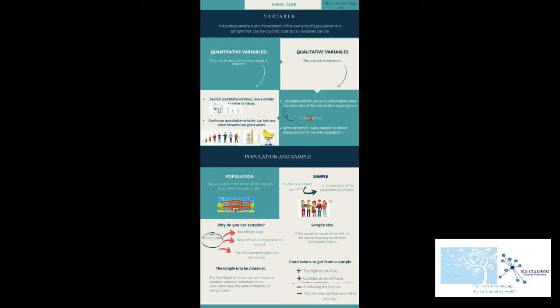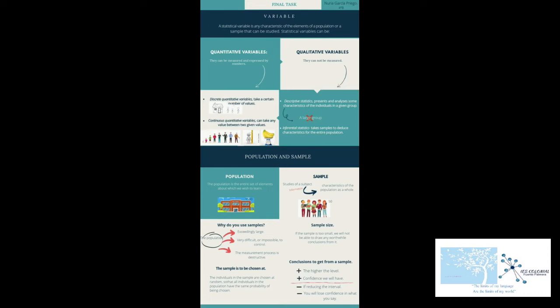Descriptive statistics present and analyze some characteristics of the individuals in a given group without coming to any conclusion with regard to a larger group. Inferential statistics, on the other hand, take samples and attempt to use them to deduce characteristics for the entire population.